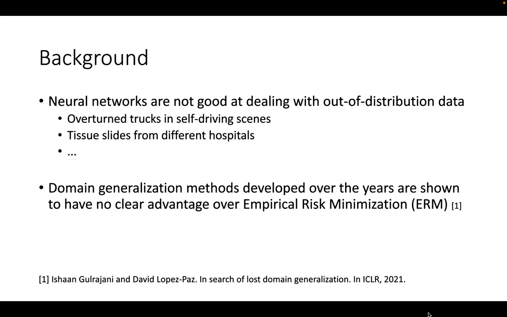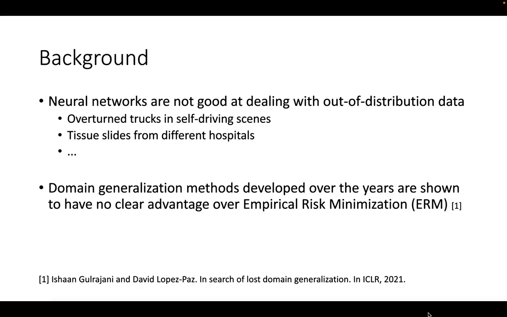Our work is mainly inspired by two previous observations. One is the well-known issue of neural networks that they are not good at dealing with out-of-distribution data. For example, object detectors of self-driving vehicles are unable to detect some tipped-over trucks. Models optimized with tissue slice data from one hospital are much more likely to misdiagnose a patient's condition given the data from a different hospital.